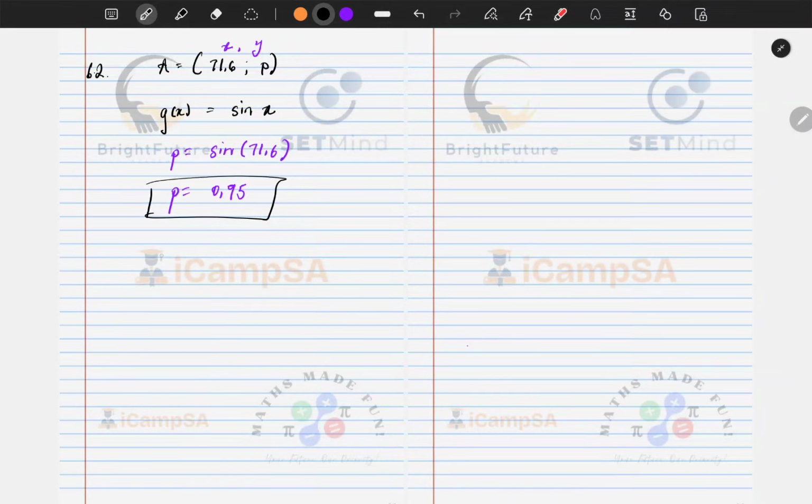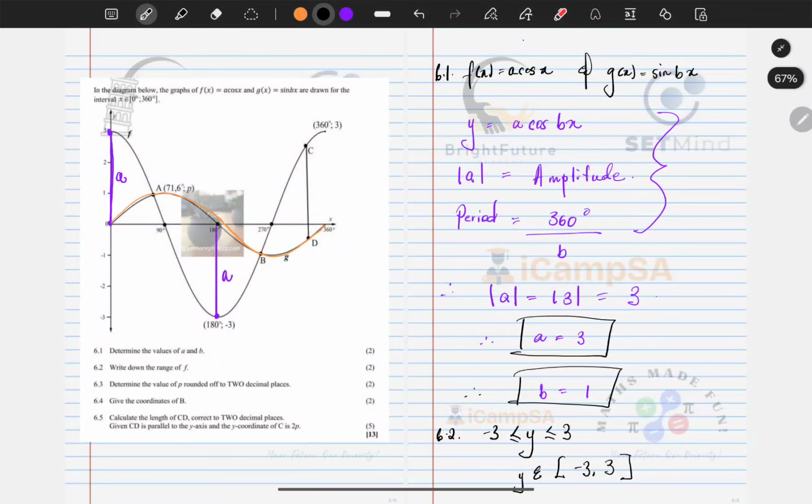So this should be true even if you use g of x. Even if you had used your f of x, you should be able to get the same answer, right? So if you say p is equal to 3 cos of 71.6, your p is just going to be 0.95. So you should be able to get the same answer regardless, right? So I think this was supposed to be 6.3, right? Now let's look at 6.4.